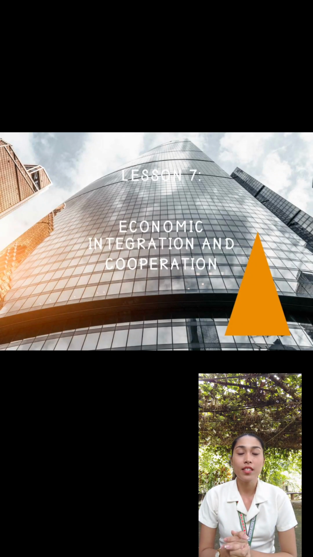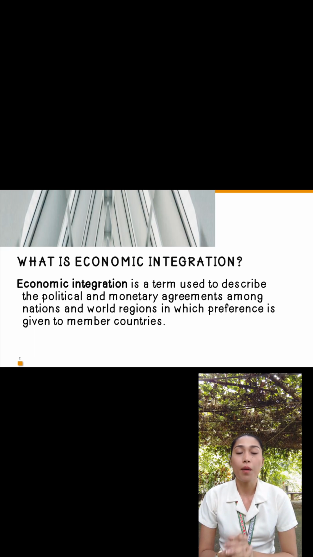Let's discuss Lesson 7, which is the topic of economic integration and cooperation. Economic integration is the process of several countries forming a group to improve trade and reduce barriers. It creates an agreement that outlines economic policies and regulations between the countries.